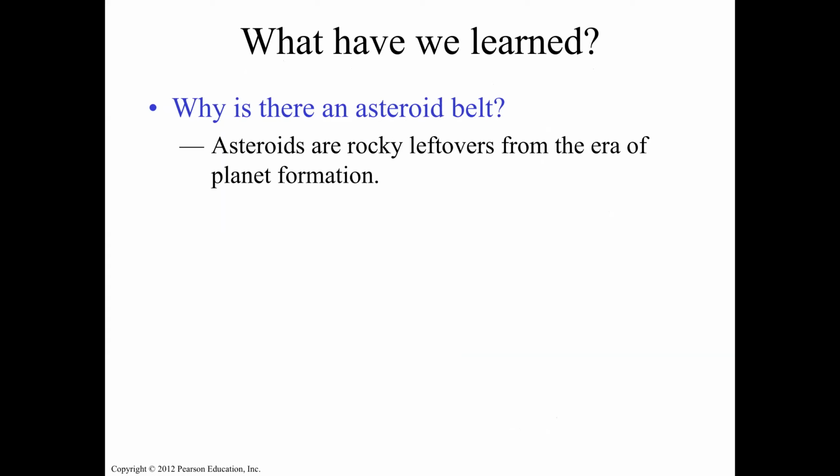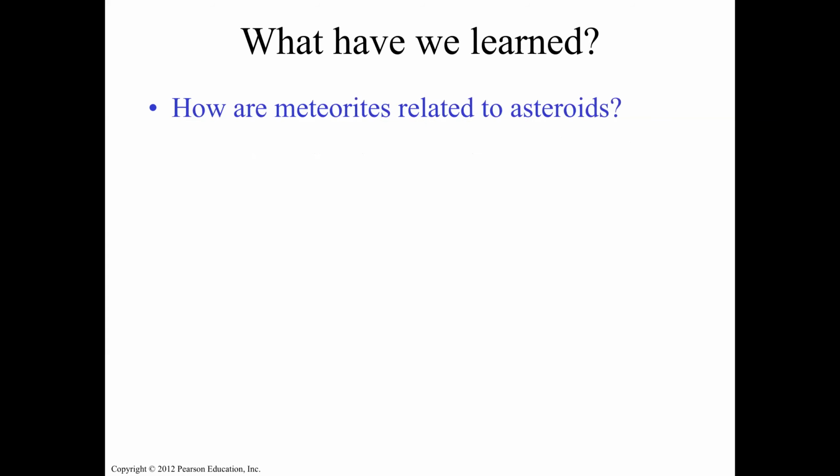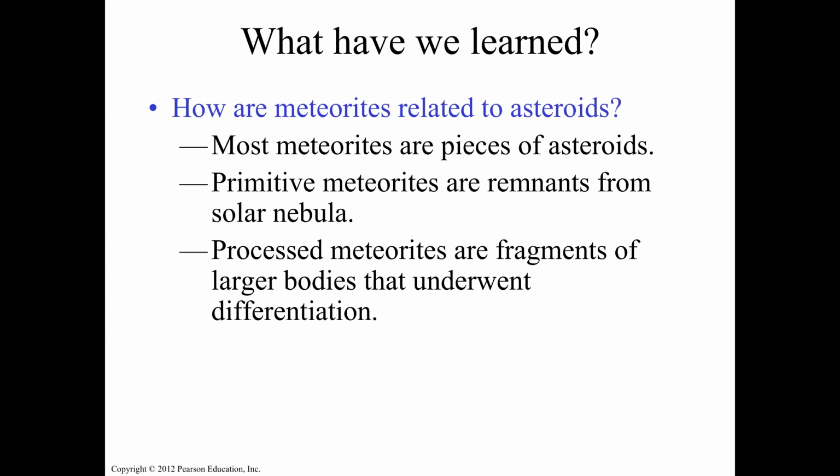Asteroids are rocky leftovers from the era of planet formation, so they are as old as the planets. Orbital resonance with Jupiter prevented the rocky planetesimals between Jupiter and Mars from forming a planet. And how are meteorites related to asteroids? Most meteorites are just pieces of asteroids, okay? They come into the atmosphere, they burn, and we can find them on the ground.